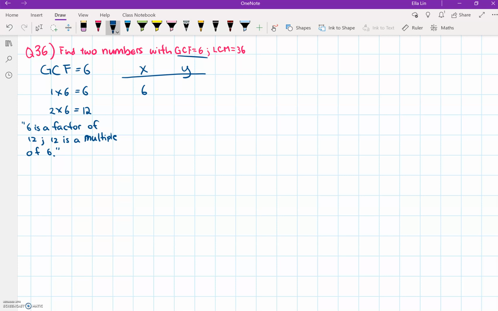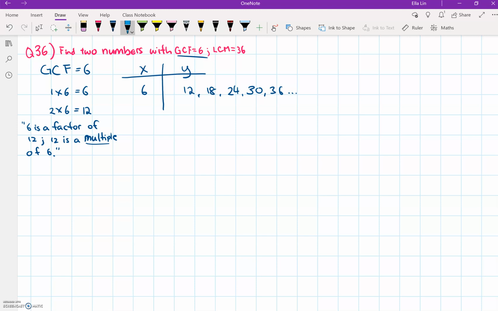So my y could be a 12, but what else could y be? Because if I'm looking for multiples of 6, it could go as large as I wanted to, right? So it could be 12, or as I continue to go up, 3 times 6 gives me 18, 24, 30, 36, so on and so forth. Okay, so for my first criteria, my two numbers could be 6 and 12, 18, 24, 30, or 36.